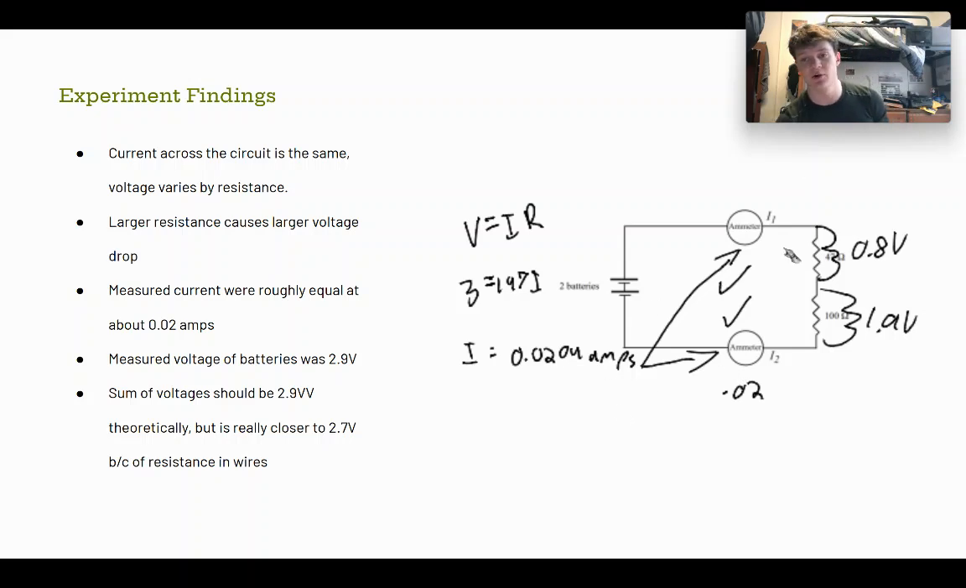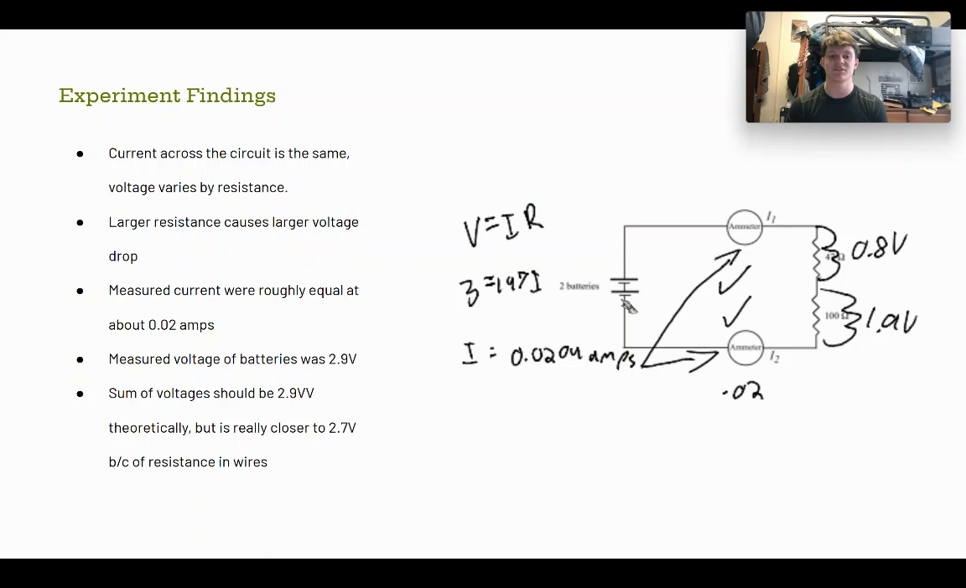So the current in both spots is roughly equal. There's a small discrepancy, but we're going to say it's equal for our purposes at about 0.2 amps, which is the calculated value. And then the voltage drop across the first resistor is at 1.9 volts. The voltage drop across the smaller one is 0.8 volts. And what we found when we measured the battery is that it should be 2.9 volts. So we would expect the voltage drop across the circuit across the two resistors to be equal to 2.9 volts.